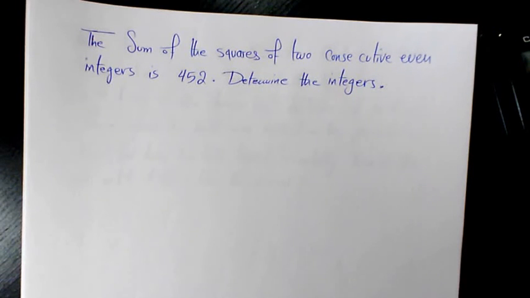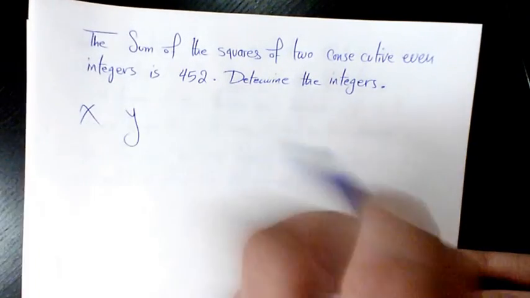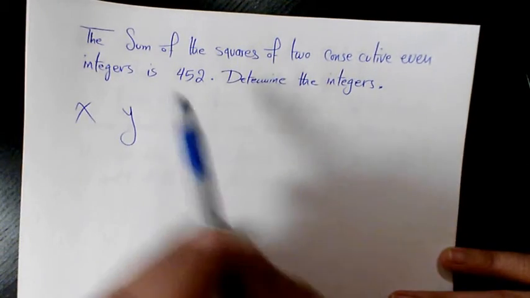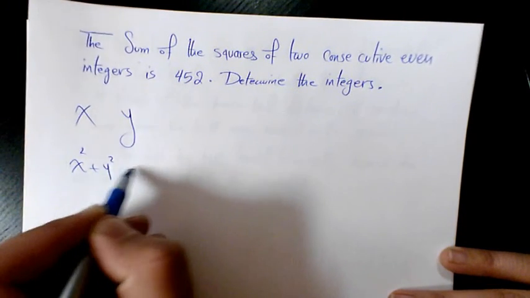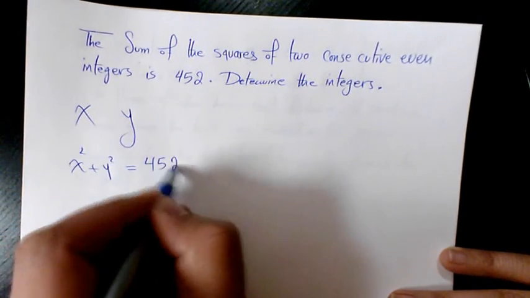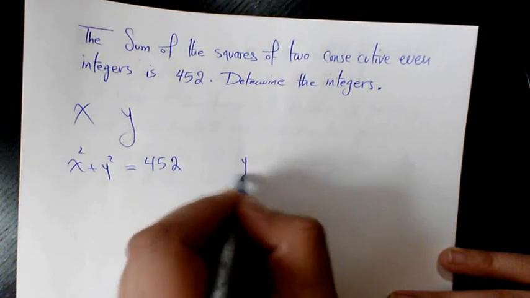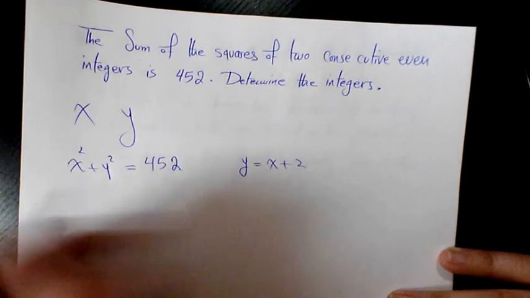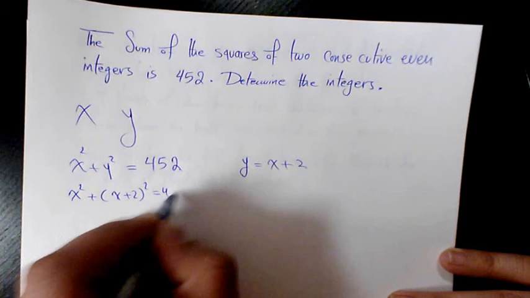The sum of squares of two consecutive even integers is 452. If we assume that we have two integers, it says determine the integers. Sum of squares, so x squared plus y squared is going to be 452. It says one of them is 2 greater than the other, so y will be x plus 2. So it's going to be x squared plus (x plus 2) squared equals 452.